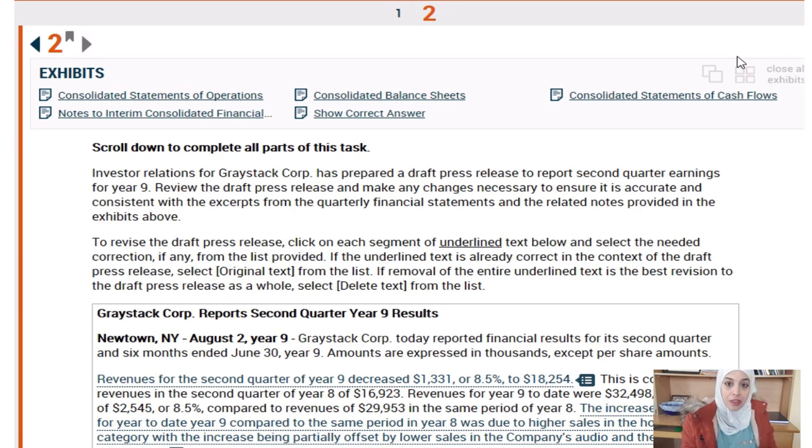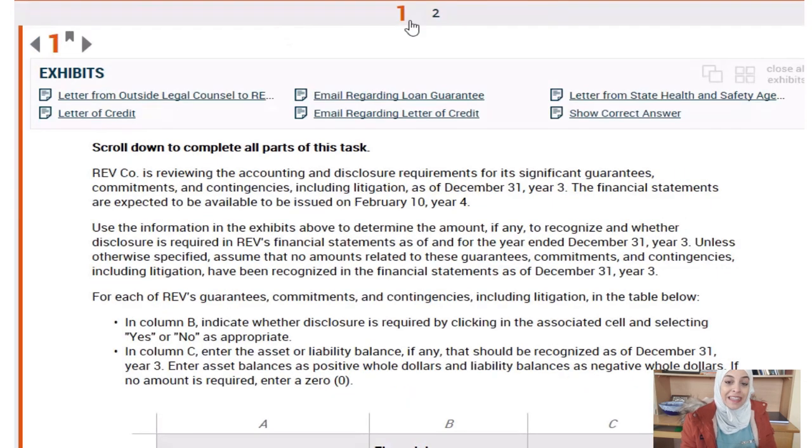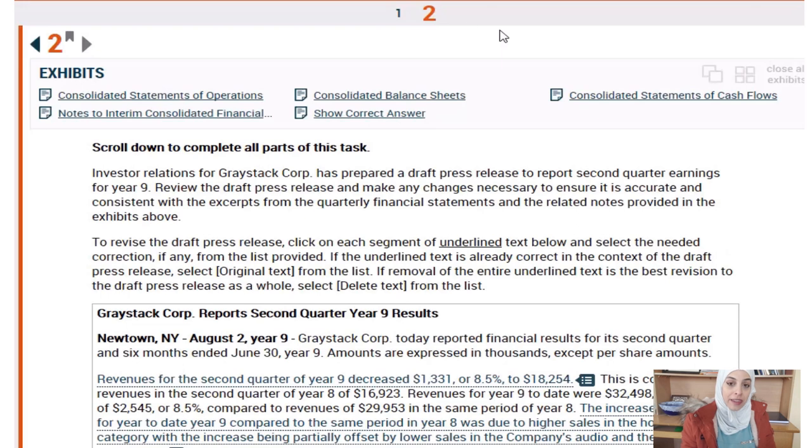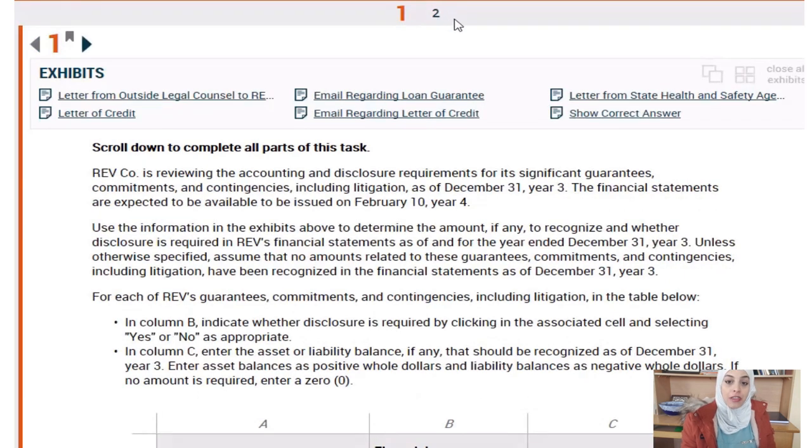So always, guys, once you reach the task-based simulation testlets, I advise you the first thing to do is to scan the testlet quickly. Have a look at the questions within the testlet and then begin with the easy ones that you are more familiar with, the topics that you feel more comfortable with, and that can give you points, because your goal is to get as many points as possible. So start with the easy topics, the easy questions.